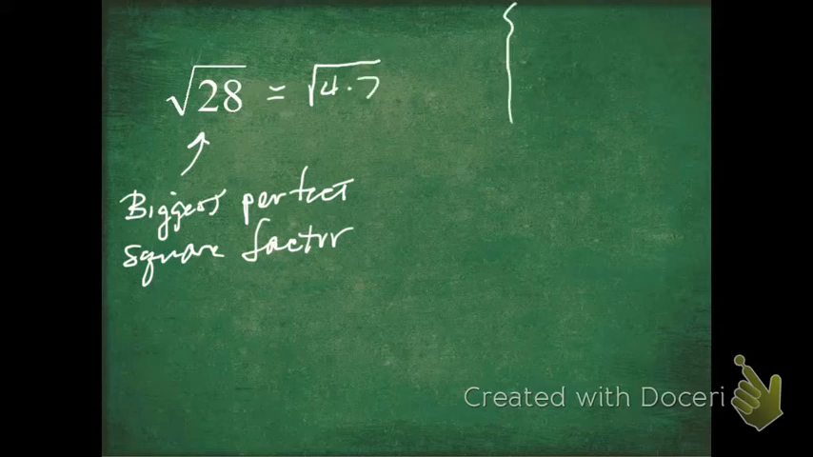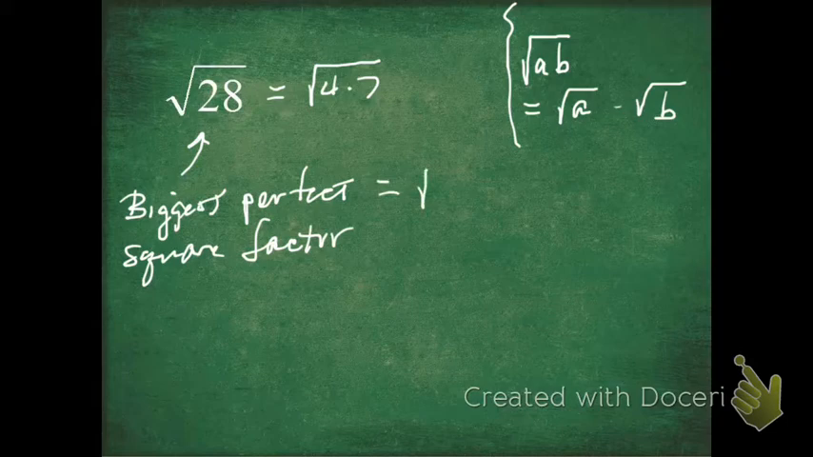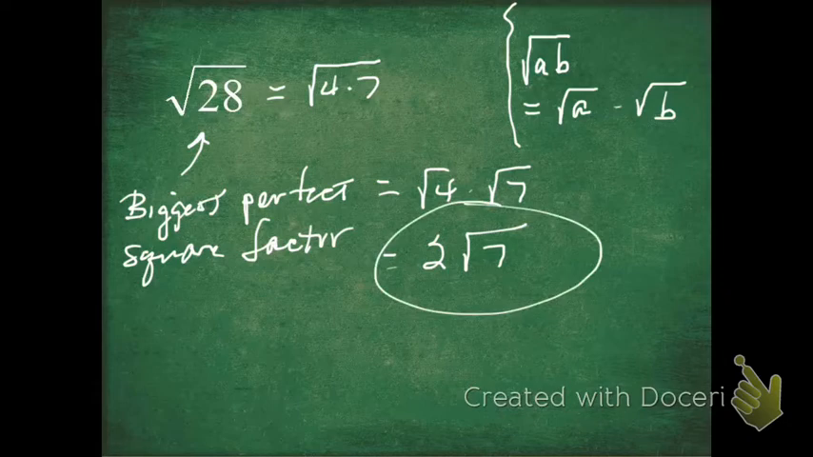Now, we're going to use this property over here. The property says if you have the square root of a product of 2 numbers, you can split that up into the square root of one times the square root of the second one. So now we're going to use that for this. We're going to rewrite this as the square root of 4 times the square root of 7. The square root of 4 is 2, and the square root of 7 doesn't simplify, so there's our final answer. We've simplified the radical.